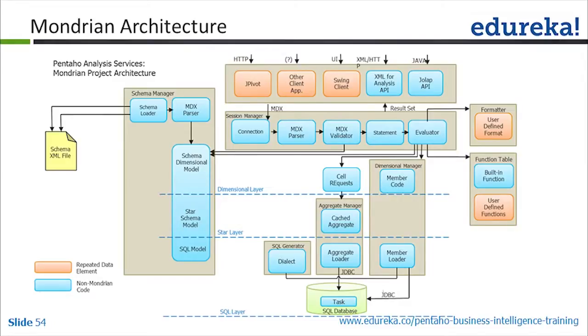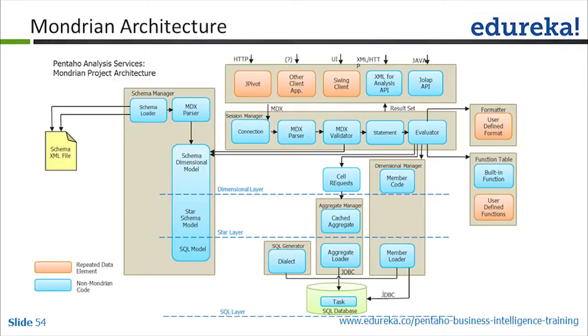In more detail, on the left side there is the schema manager. The schema XML file is shown on the left side. When you design a cube using Schema Workbench, it develops the schema file in XML format. If you know XML, you can write your cube that way if you don't want to use Schema Workbench, but it's good to use it because it's available and easy to use.